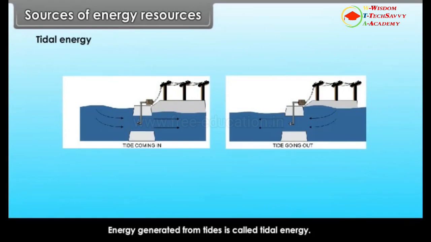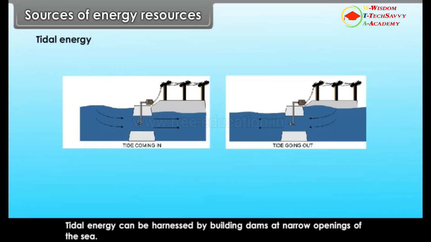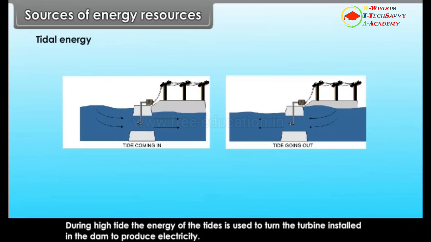Tidal energy. Energy generated from tides is called tidal energy. Tidal energy can be harnessed by building dams at narrow openings of the sea. During high tide, the energy of the tides is used to turn the turbine installed in the dam to produce electricity.